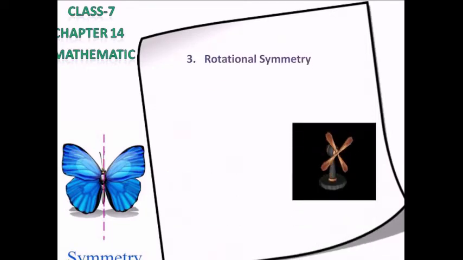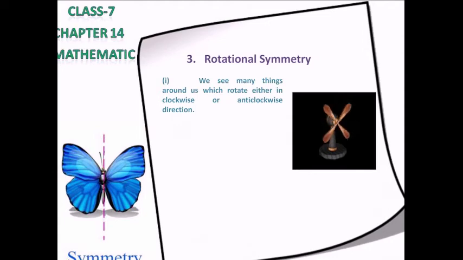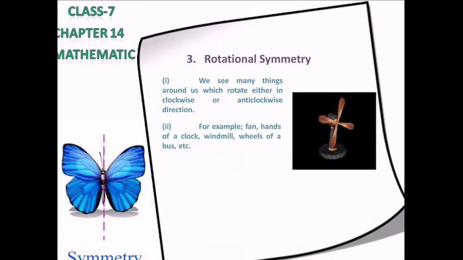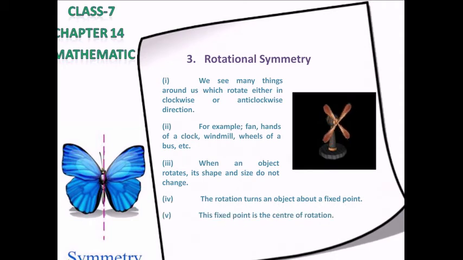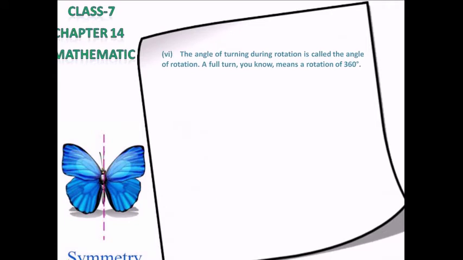Rotational symmetry. We see many things around us which rotate either in clockwise or anti-clockwise direction. For example, fan, hands of a clock, windmill, wheels of a bus, etc. When an object rotates, its shape and size do not change. The rotation turns an object about a fixed point. This fixed point is the center of rotation. The angle of turning during rotation is called the angle of rotation. A full turn means a rotation of 360 degrees.